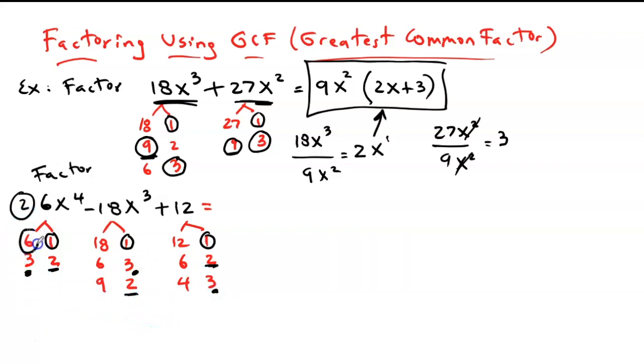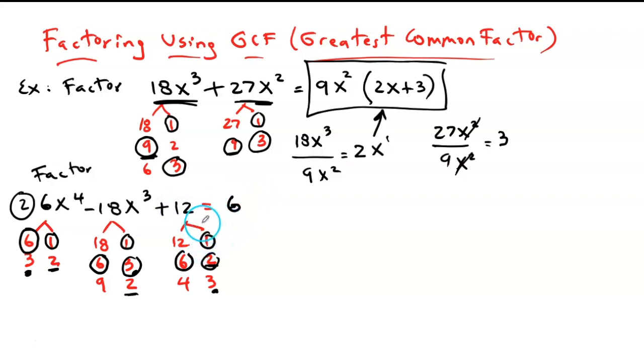Hold on. 6. 6. 6. That's the winner. Greatest common factor: 6. Another tip, so you don't have to do all this: look at the smallest number between the 6, the 18, and the 12. It's the 6. Check if the 6 is into the 18. Yeah, it's 3 times. Check if the 6 is into the 12. Yeah, it's 2 times. Because the 6 is into the other ones, then 6 will be your common factor.